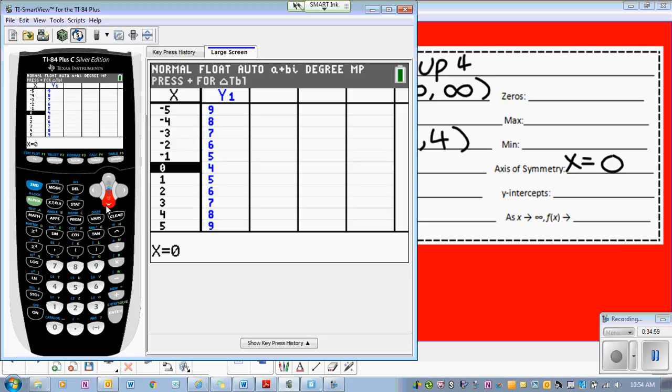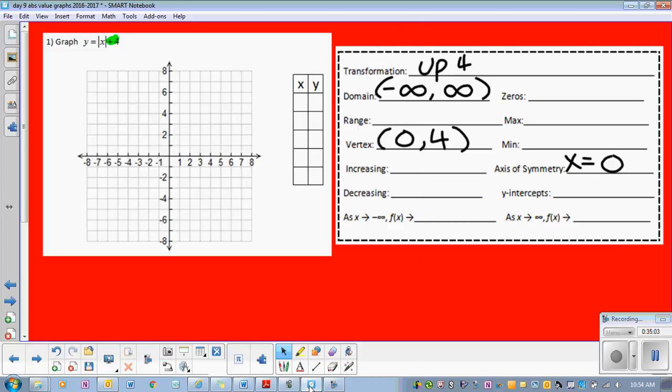Yeah? All right, so let's copy this table down. I'm going to go back. I'm going to put 0, 4 right in the middle, then 1, 2, and -1 and -2, right? And we said what? Because we want 2 points above and 2 points below our vertex. And we said the y's were what, 5 and 6? Yeah? Okay, and then let's graph it. Some of you guys are ahead of me. Good. Graph.